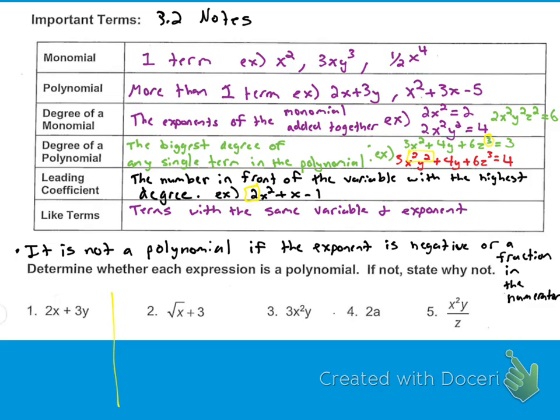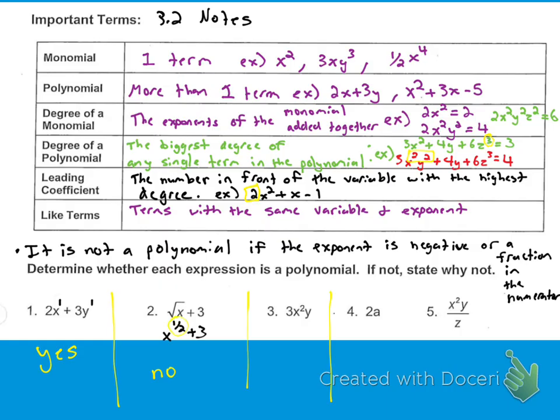All right. Number 1. Do you think number 1 is a polynomial? Yes, it's 2 terms. It is. And what are the exponents of both terms? 1. Do you think number 2 is a polynomial? It is not, because the square root of x is the same thing as x to the 1/2 power.